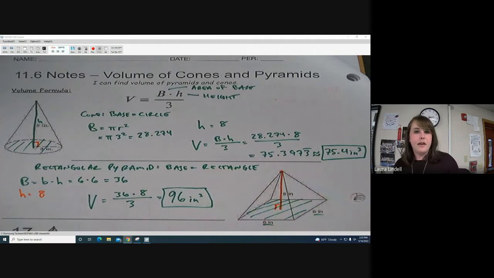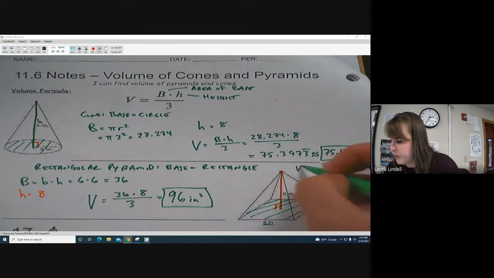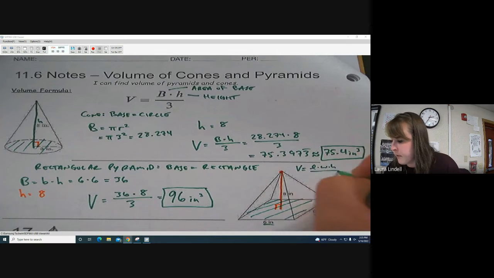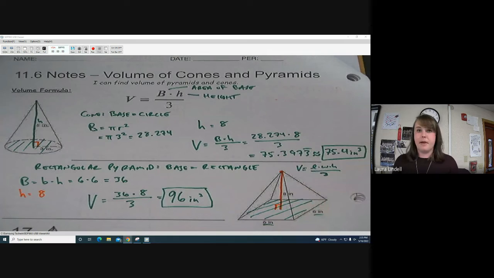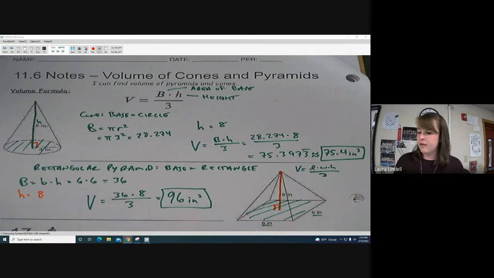All right. One shortcut you could take on a rectangular pyramid, it's not super short, but you could do length times width times height divided by 3. So you could just multiply all 3 dimensions and then divide by 3. But again, that's only something that works for a rectangular pyramid.